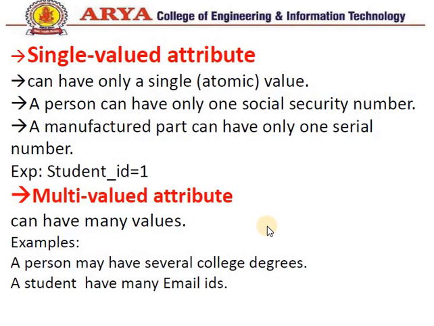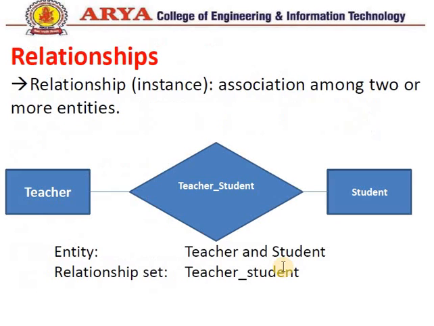Now we discuss single valued attributes. An attribute which has a single or atomic value is called a single valued attribute. A person can have only one social security number. In an employee organization, employee ID is a single valued attribute. In a student table, student ID is a single valued attribute because the ID of a student is always one. Multi-valued attributes can have multiple values, like the skill set of a student or skill set of an employee. A person may have several college degrees, and a student may have many email IDs. These types of attributes are called multi-valued attributes.